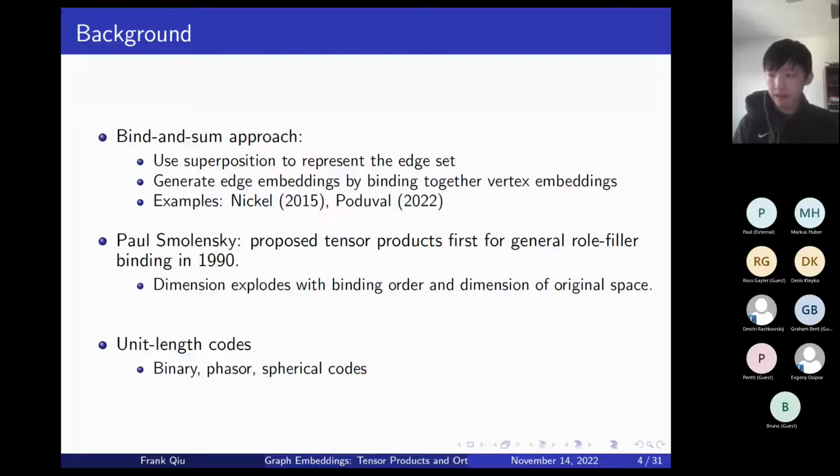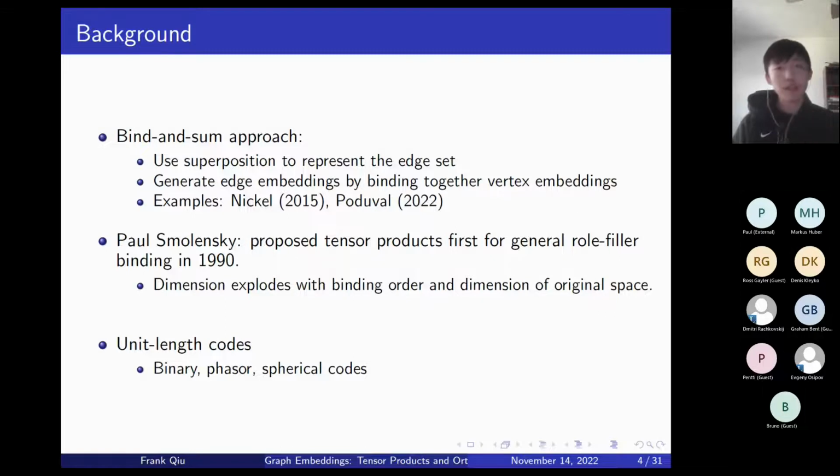So here's a bit of background. The proposed method is a bind and sum approach. What that means is I'm going to represent the edge set, this big set, as a superposition or a sum of the edge embeddings. And to generate these edge embeddings, I'm going to use a binding operation to bind together vertex embeddings. Here are two recent examples that specifically take this bind and sum approach for knowledge graphs. Again, this bind and sum approach is not new, it's commonly known.